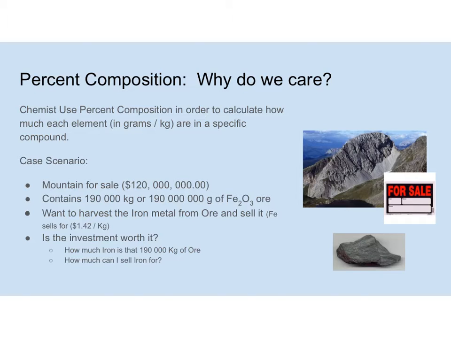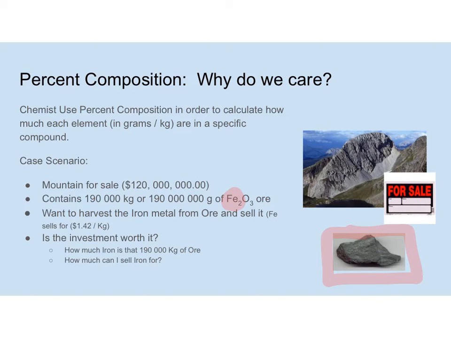Say somebody's thinking about buying a mountain for say like $120 million. So they look at it and they say, that contains 190,000 kilograms. I know these numbers are just arbitrary, because these would be very small, but we'll say it contains 190,000 kilograms, or 190 million grams, of iron oxide ore. So they're going to be after the iron in this case. They don't really care about the oxygen. Oxygen's free, but the iron is what they're going to want to harvest. And this is kind of what an iron ore is right down here.